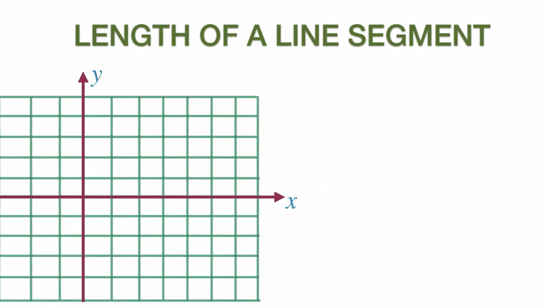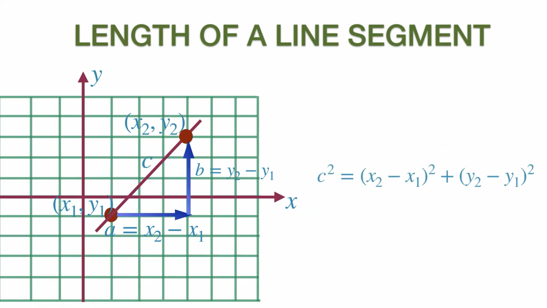This can be generalized. If x1, y1 and x2, y2 are connected by a straight line, then the horizontal distance a of the line is given by subtracting x1 coordinate from x2, and vertical distance b is given by subtracting y1 coordinate from y2. Hence, the formula for finding the length c can be expressed as square root of x2 minus x1 whole squared plus y2 minus y1 whole squared using the Pythagoras.